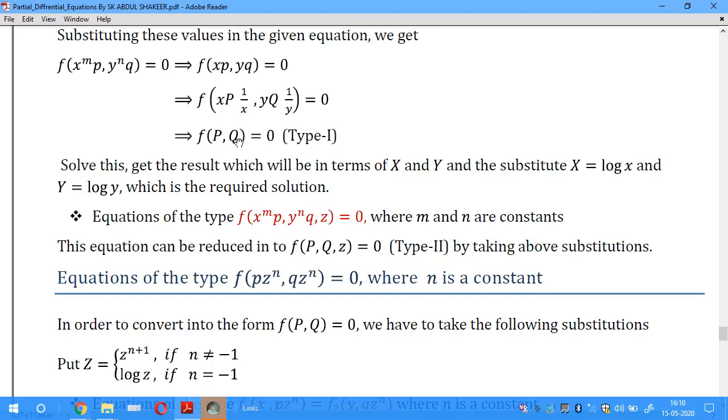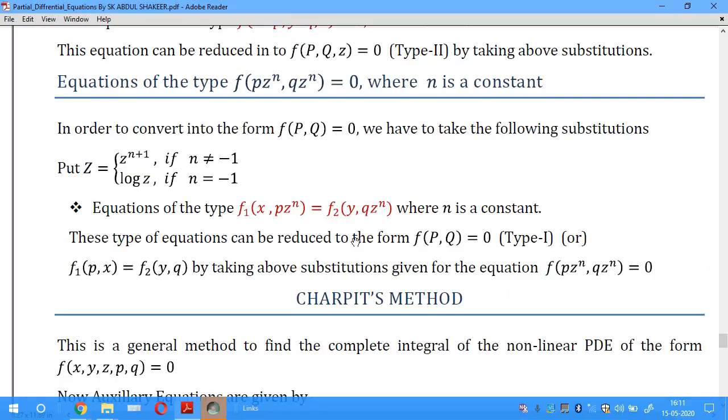This equation can also be reduced as the same as above. Just we have an extra term, that is f of p, q, z equal to 0. It is known as type 2. Taking the same substitutions as above, this equation becomes, transformed to type 2. And equations of the form f of p z^n, q z^n equal to 0, where n is a constant. The given non-linear equation looks like this.